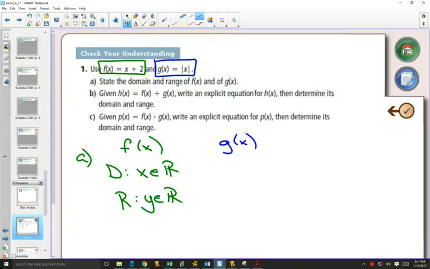absolute value of x. Domain of that, if you think about the graph, it was one of our parent graphs way back from our transformations unit, the very first unit that we had. Domain is everything. The range, bigger than or equal to 0.